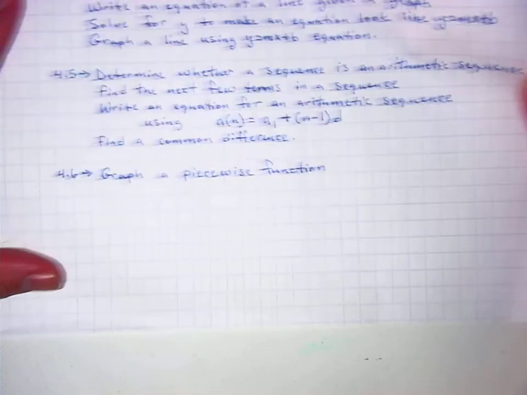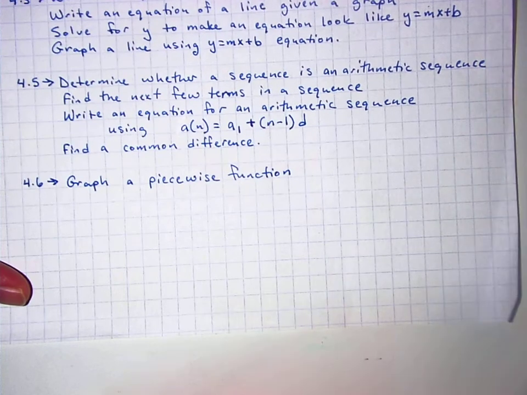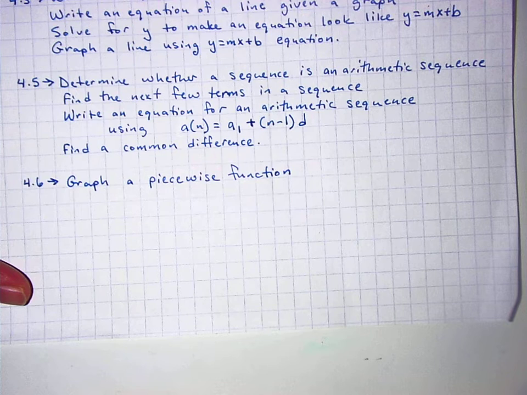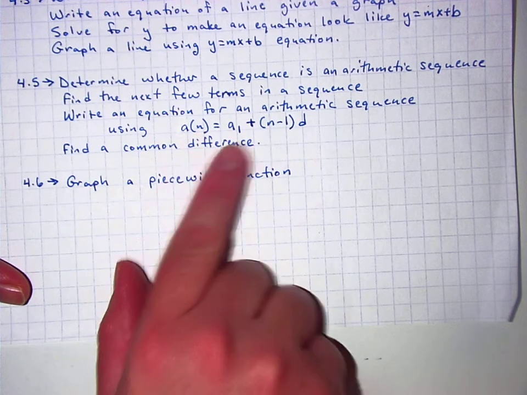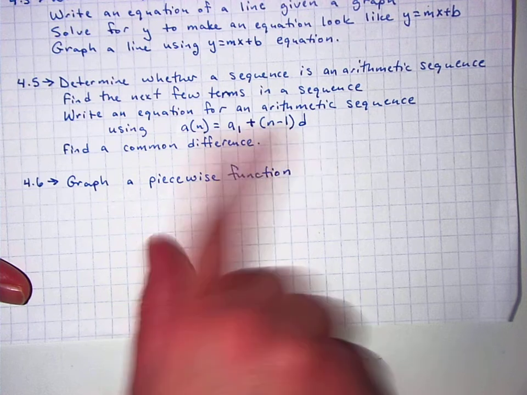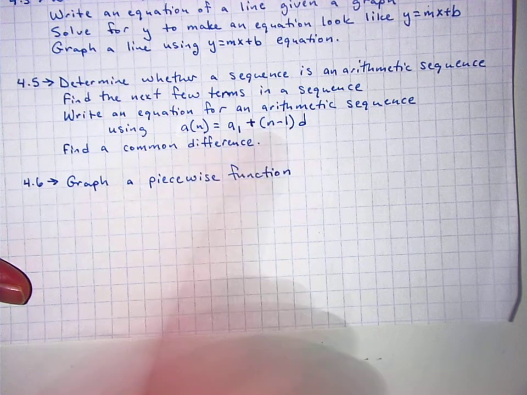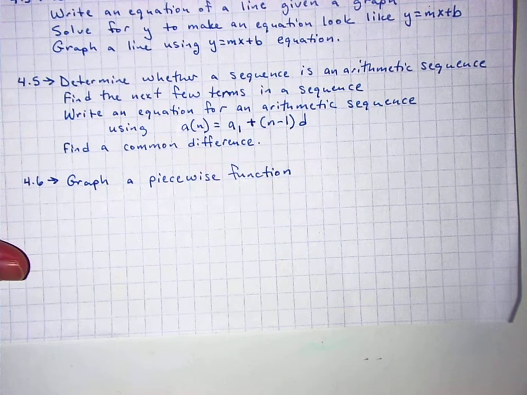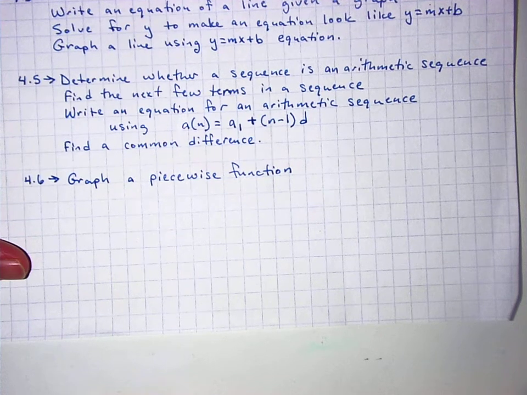4.5 was determining whether a sequence is an arithmetic sequence. That means that you add or subtract something every time. Finding the next few terms in a sequence. Writing an equation for an arithmetic sequence using a sub n equals a sub 1 plus n minus 1 times d. This is definitely an equation I would put on my note sheet if I were you. And being able to find a common difference.